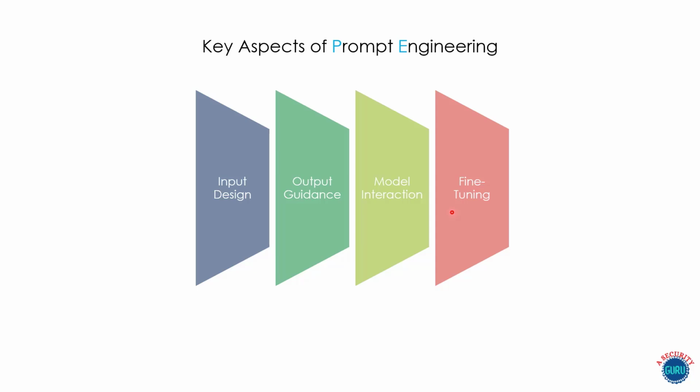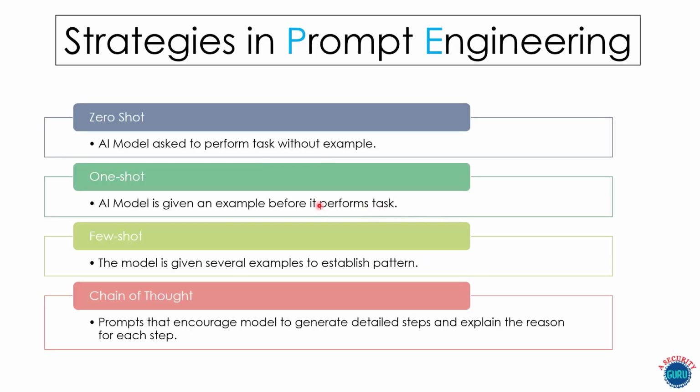Now let's also understand the various strategies of prompt engineering. The various strategies in prompt engineering are zero shot, one shot, few shot, and chain of thought. In zero shot strategy, we ask the AI model or the AI system to perform a task without giving an example. For example, being a QA engineer, if we ask ChatGPT to provide a test strategy document, we might not provide the sample format of the test strategy document. This will be a zero shot prompt or the zero shot strategy in prompt engineering, where no example is given to the AI system.